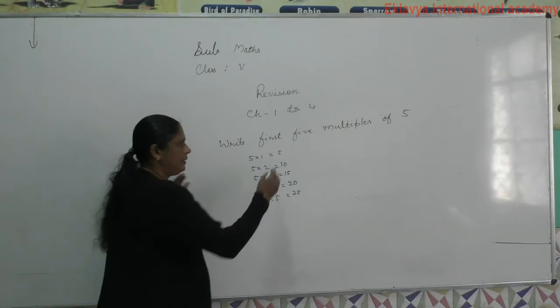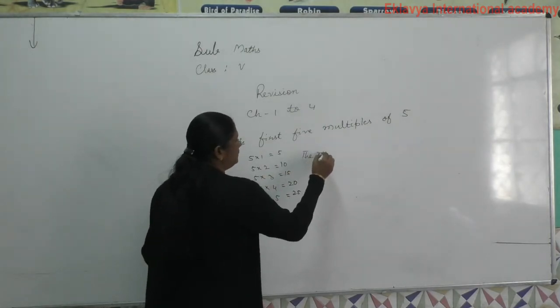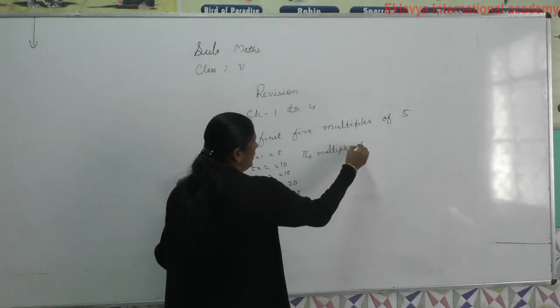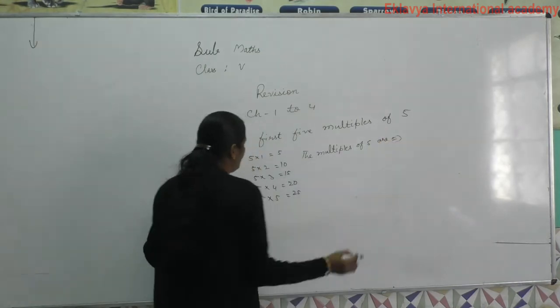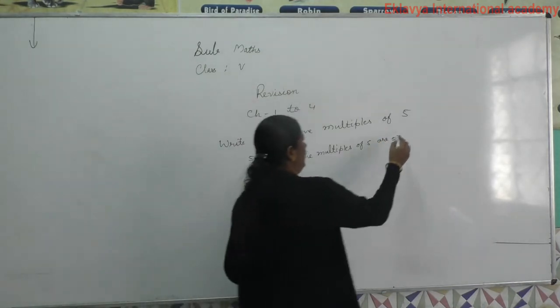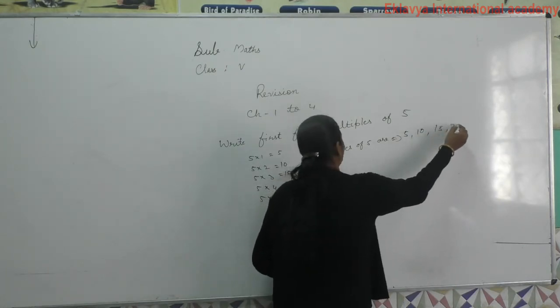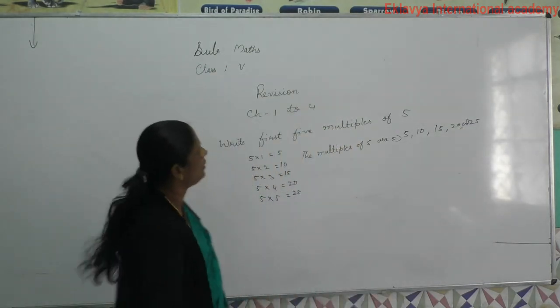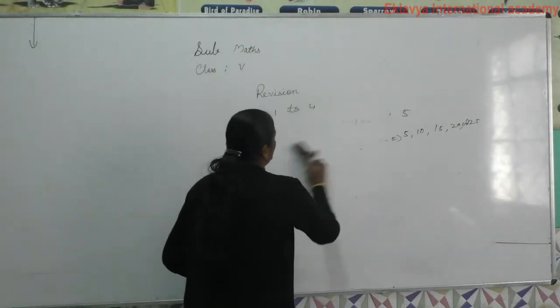By this method, the multiples of 5 are: you write 5, 10, 15, 20, 25. Understand multiples?